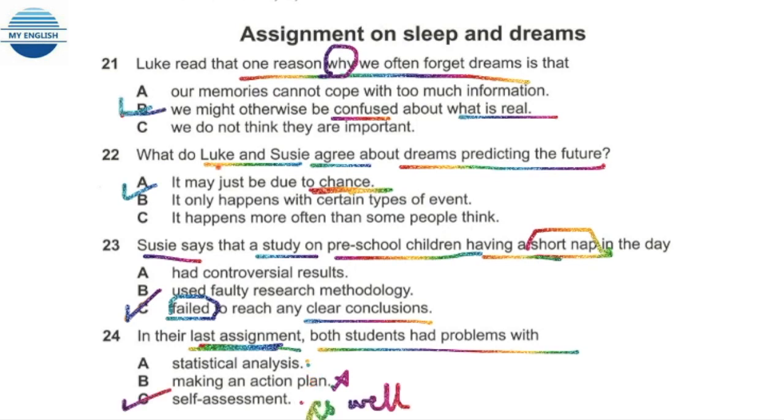Right. Okay, so the correct answers: for 21st, it is B. For 22nd, it is A. For 23rd, it is C, and 24th is also C. So I hope that has helped you.